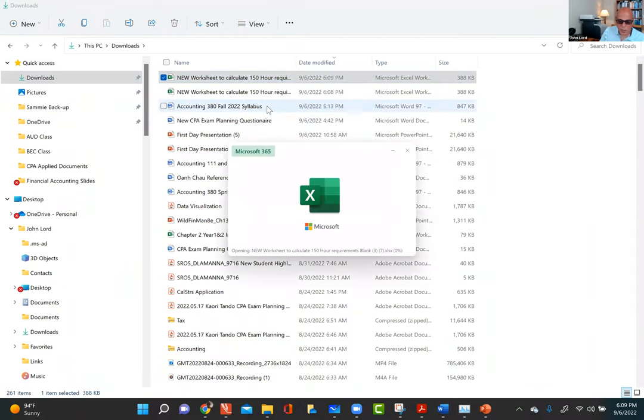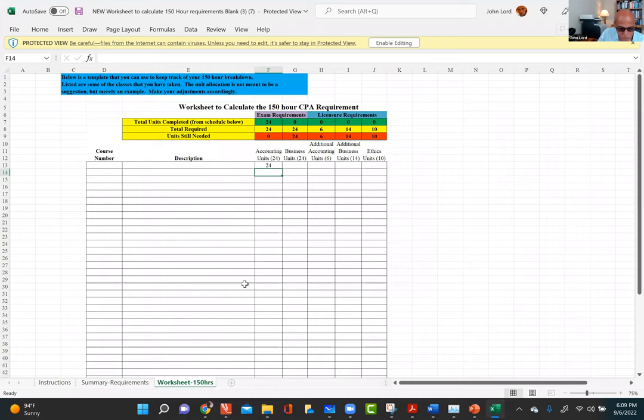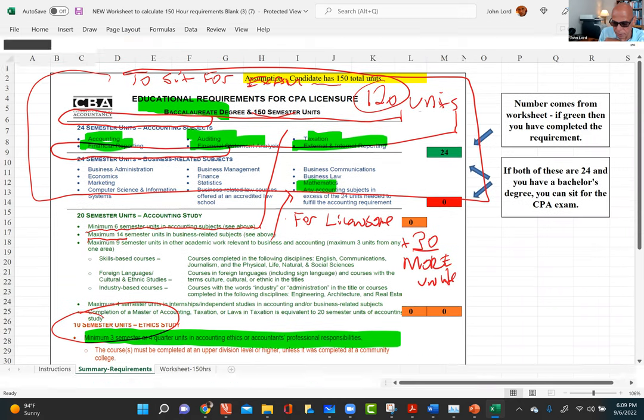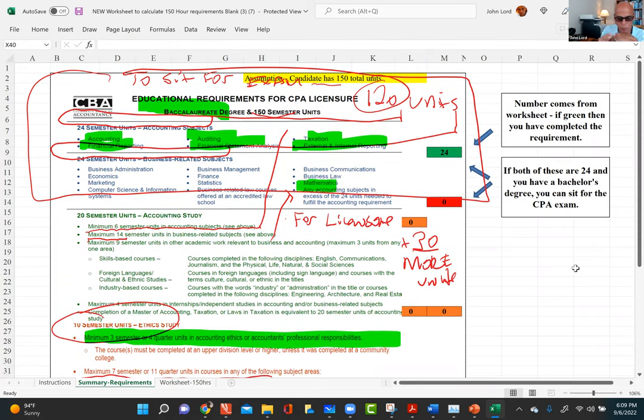But let's look at this. And Fang, this is what I was talking about. You can fill this out to help you. Let's just look at the summary requirements, and I apologize for this being a little bit scribbled up, but I keep it like this because it helps me to go through.